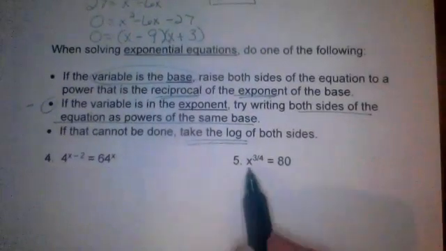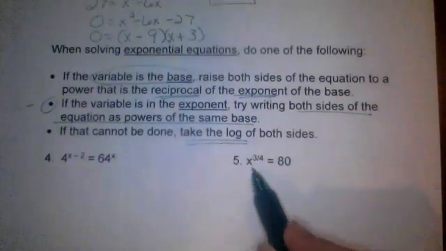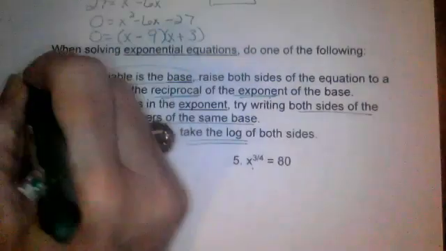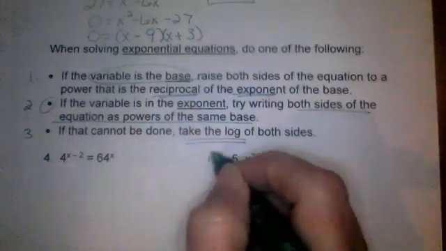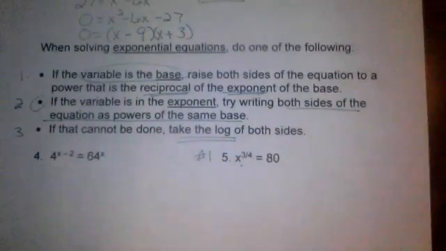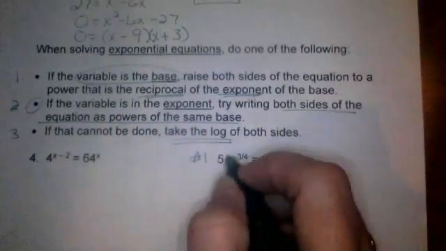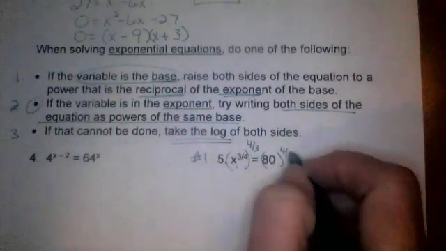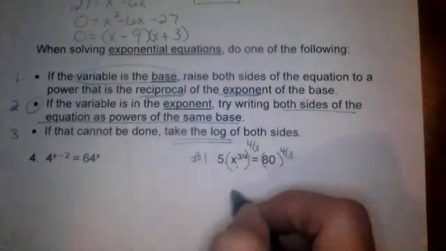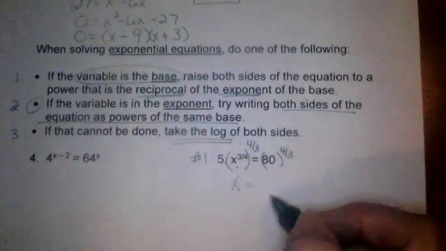So here's one with a variable in the base. It's the only one with a variable in the base. So let's just call these 1, 2, and 3. So this would be method number 1. When the variable is in the base, then you just want to use reciprocal exponents. In this case, that would be 4/3. And so we just get x equals 80 to the 4/3 power.